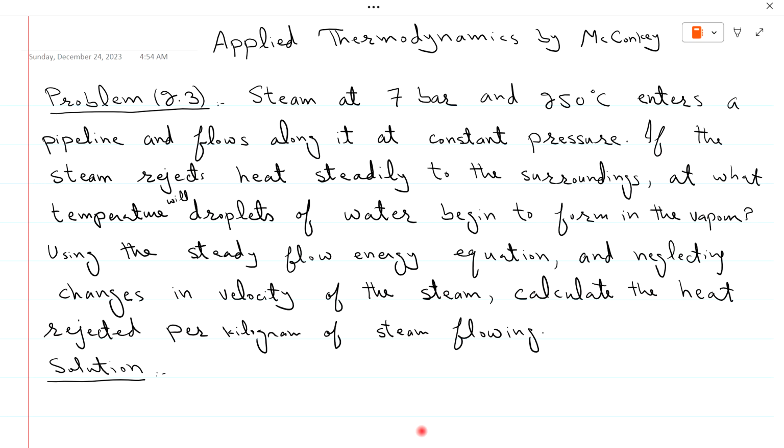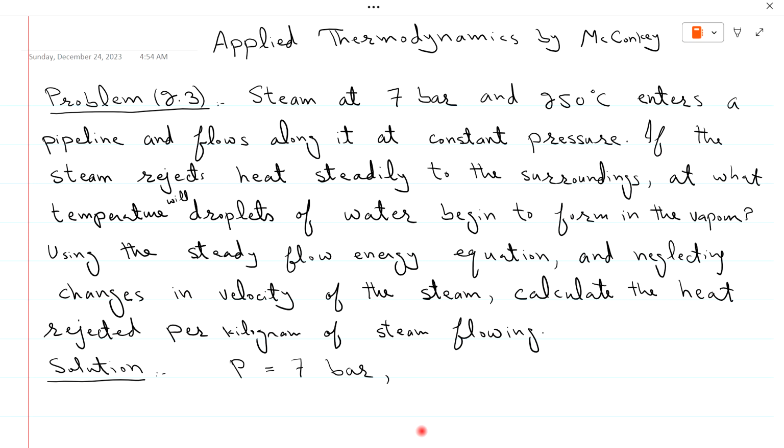In the current lecture we are solving problem 2.3. The statement is: steam at 7 bar and 250 degrees centigrade enters a pipeline and flows along it at constant pressure. Steam at 7 bar means that pressure is equal to 7 bar, and 250 degrees centigrade enters a pipeline and flows along at constant pressure. So P1 is equal to P2 is equal to P.